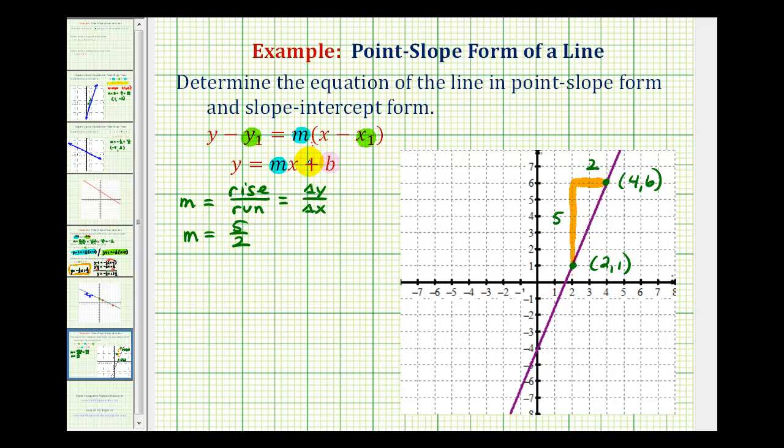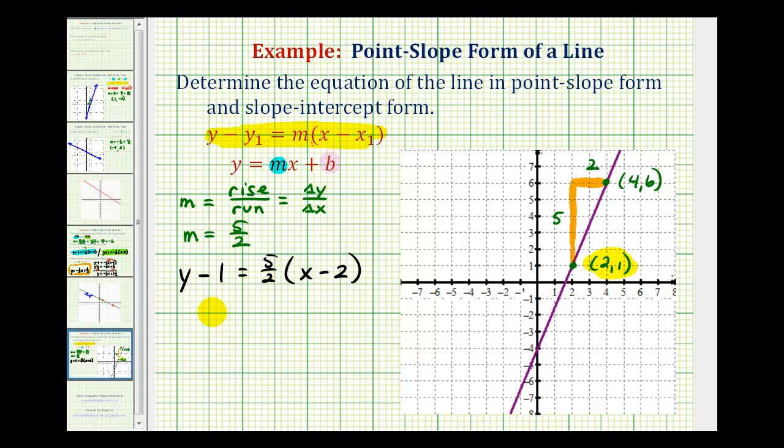And then to write a possible equation in point-slope form, we just need 1 point on the line. Well, we just found 2 points on the line, so we could use either of these to write the equation in point-slope form. Let's use this point here. So again, using point-slope form of a line, m is the slope and x sub 1, y sub 1 is any point on the line. So one possible equation would be y minus 1 equals the slope, 5 halves, times the quantity x minus 2.